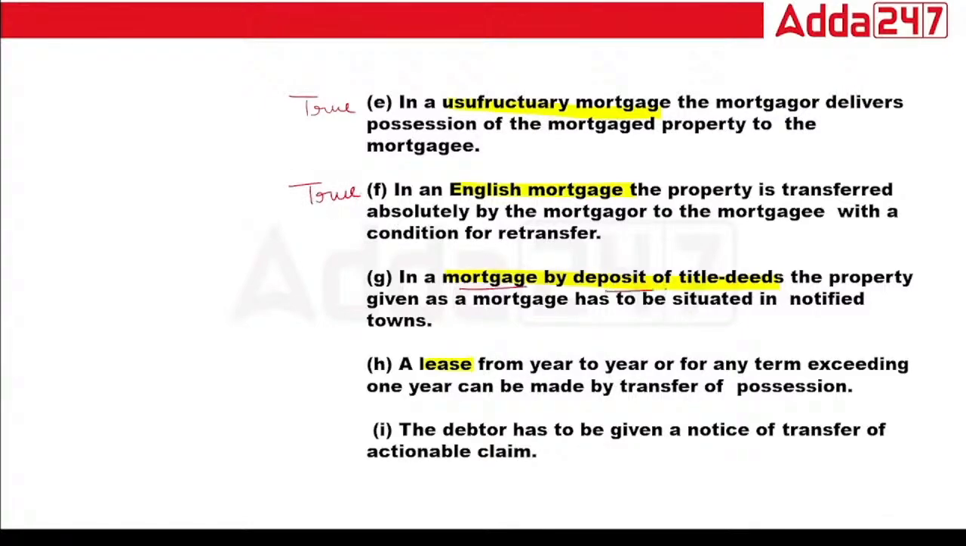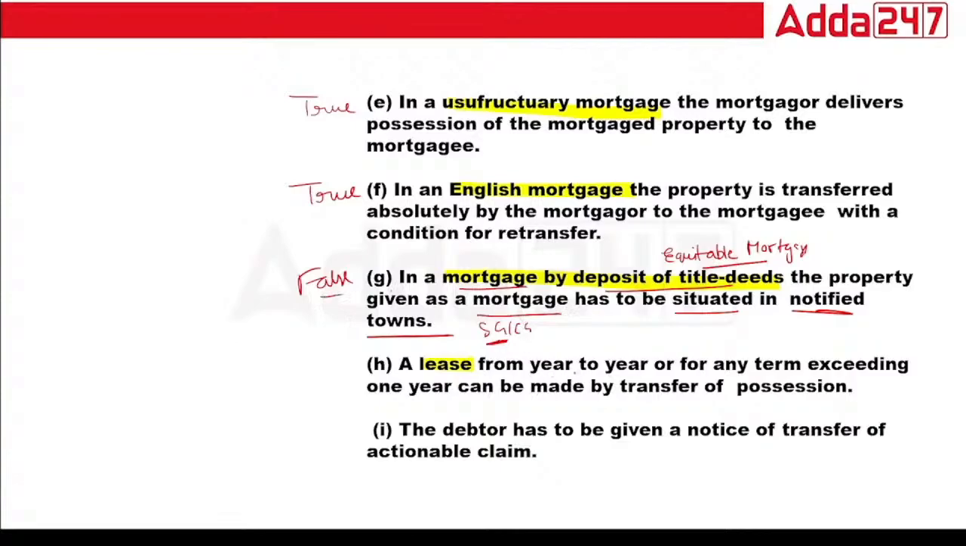In a mortgage by deposit of title deed, the property given as mortgage has to be situated in the notified town, because mortgage by deposit of title deed is also known as equitable mortgage. So that is false. Why? Because it is not given who will notify that town, whether the state government or the central government. The right answer would be the state government, but it is not written. So that's why this statement is false.